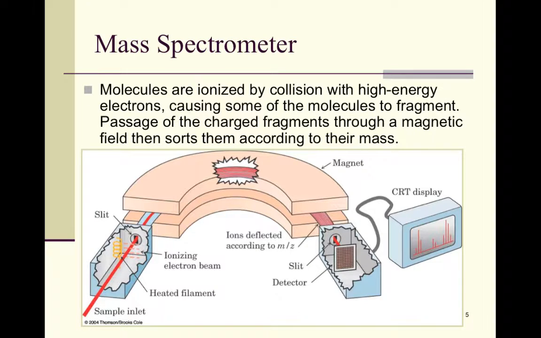The mass spectrometer. Molecules are ionized by collision with high-energy electrons, causing some of the molecules to fragment. Passage of the charged fragments through a magnetic field then sorts them according to their mass. The sample comes in, and it becomes ionized. When it becomes ionized, it gets hit by a whole bunch of electrons, and then it's going to fragment into different pieces, and each piece is going to weigh differently. And as it passes through the magnet, when they come out, we're able to see the differences in masses.